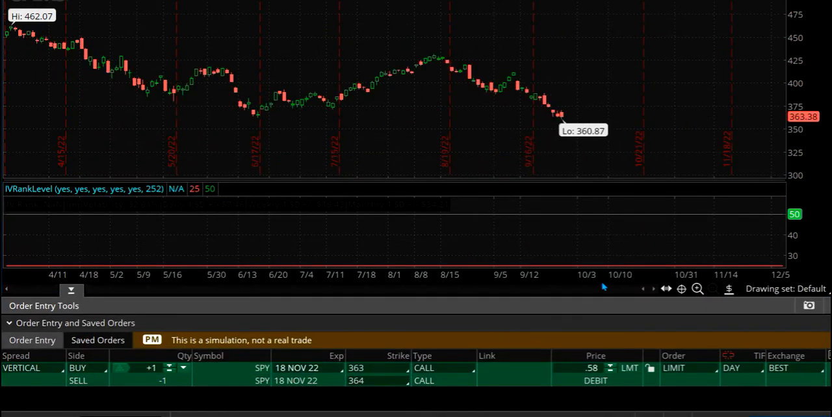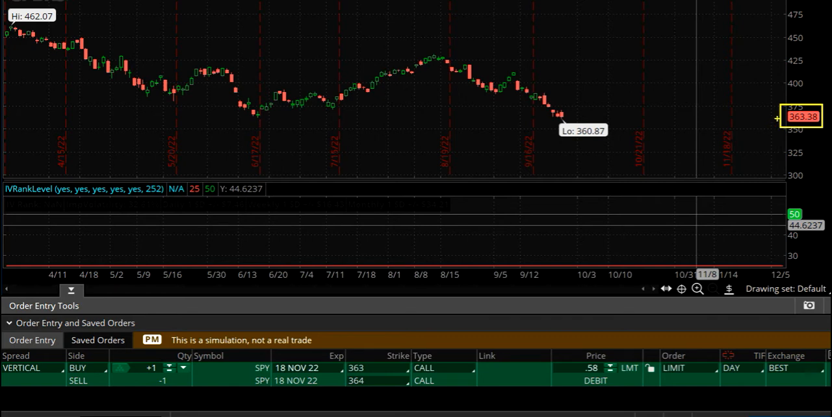So I've set it up for us already. We start right here. The stock price, as you can see, is 363 and change. In order to set up a long call vertical, what we do is we always buy a call below the stock price and then sell a call above the stock price. We always want the stock price to be between our two strike prices.